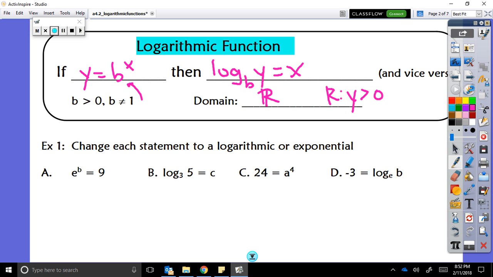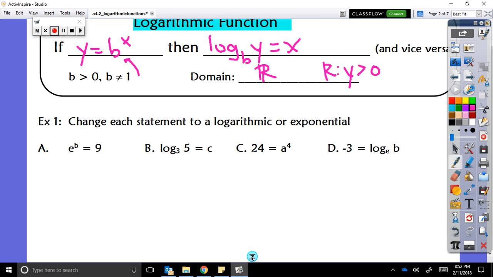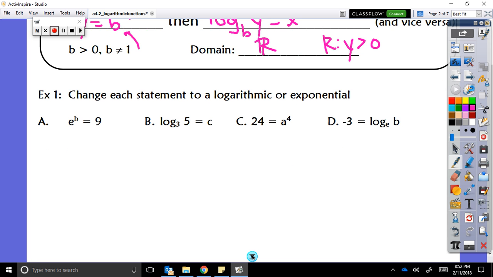So let's talk about some of these problems. We're going to change each statement to logarithmic or exponential. So I want to show you a little trick I saw. If you're going from exponent form, where we have something to a power equals a number, to logarithmic form, we're actually going to draw an L. So how does that help us? Well, that's the order that they're written in the logs. That's log base e of 9 equals b.